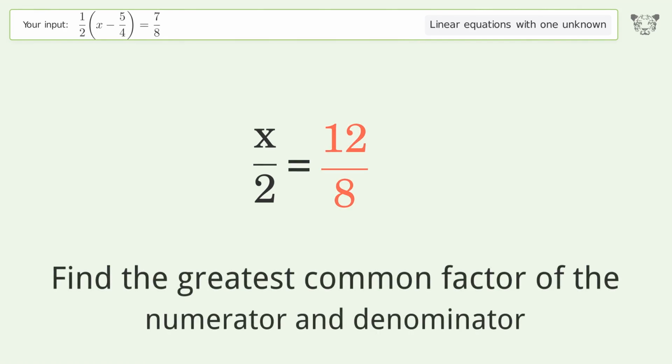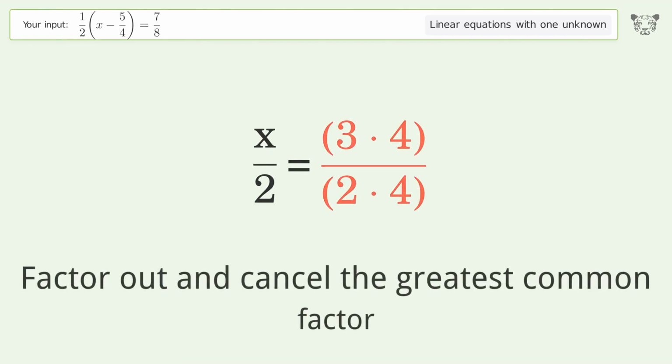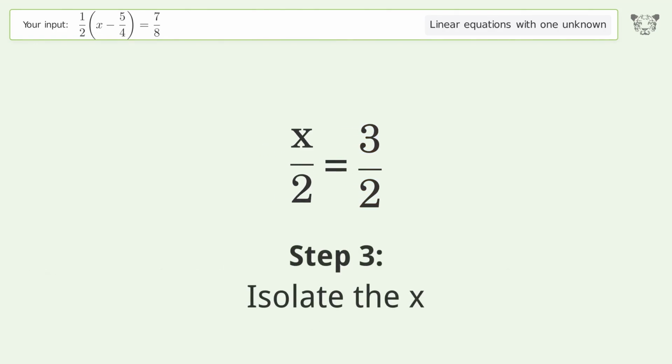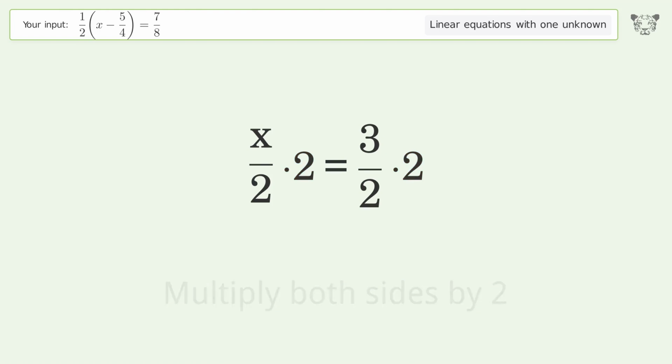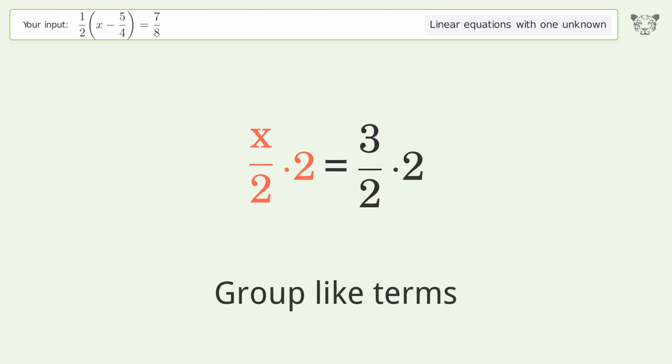Find the greatest common factor of the numerator and denominator. Factor out and cancel the greatest common factor. Isolate the x. Multiply both sides by 2. Group like terms.